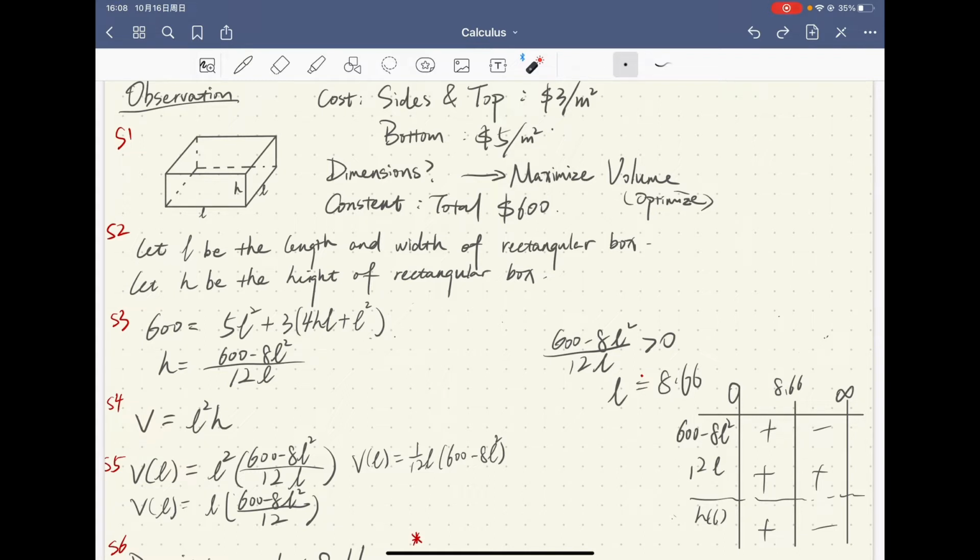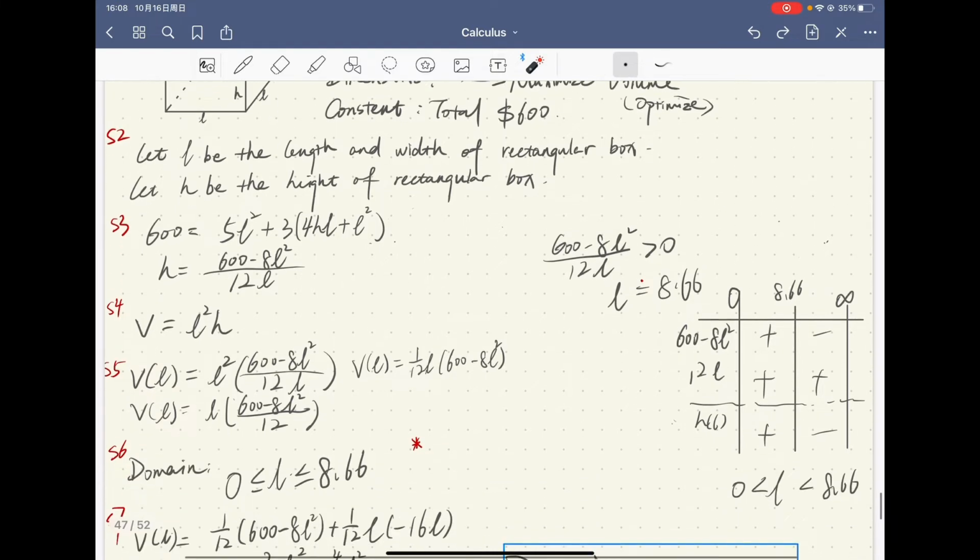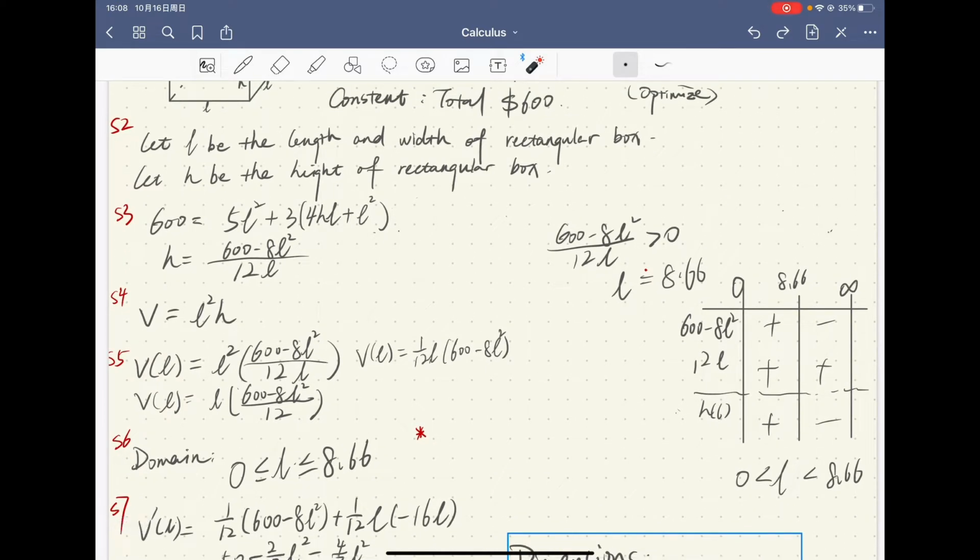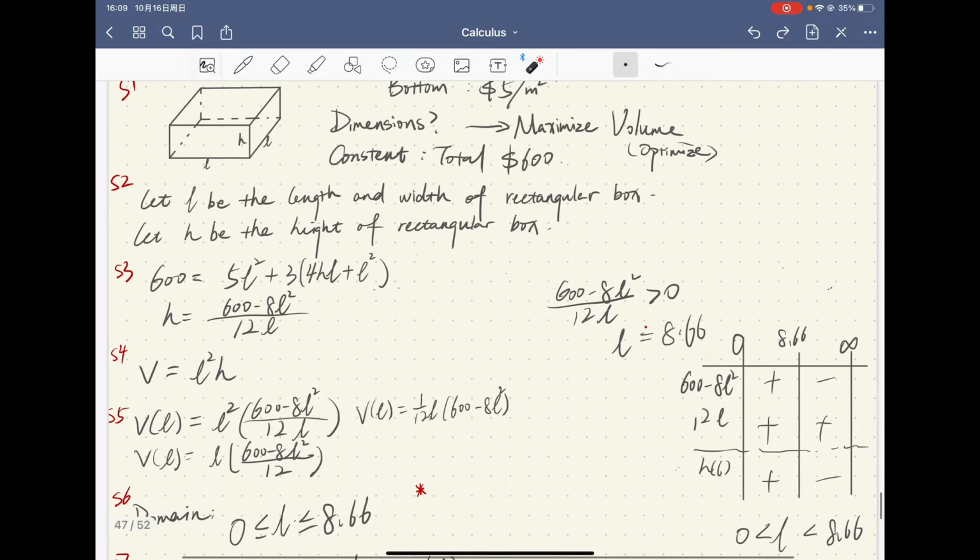So we have to find the surface area of this rectangular box, which has 4 sides and 1 top, at 2 times $3 per square meter. And the bottom is L squared times $5 per square meter, which gives my equation. I let L be the independent variable and H the dependent variable. Step 4 is to find the volume, because the volume is what I'm trying to optimize.